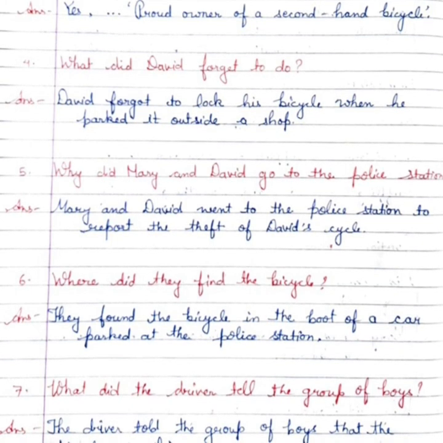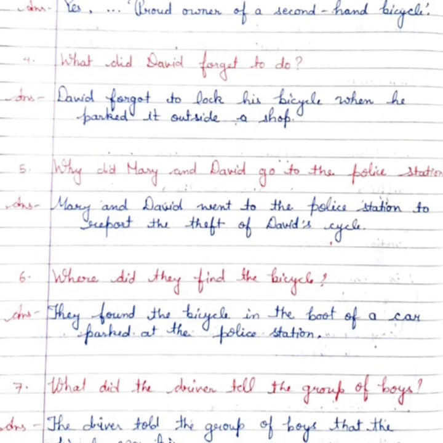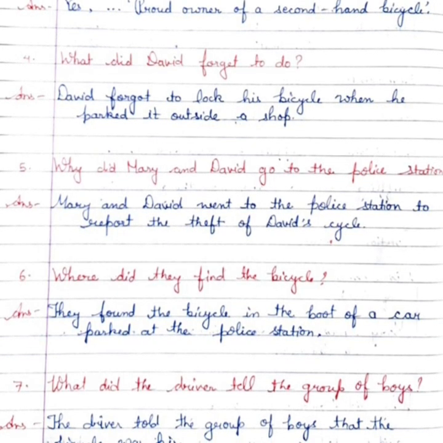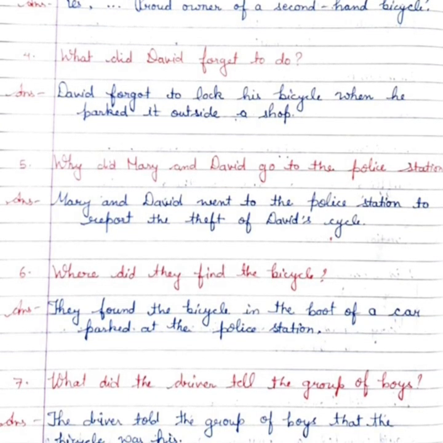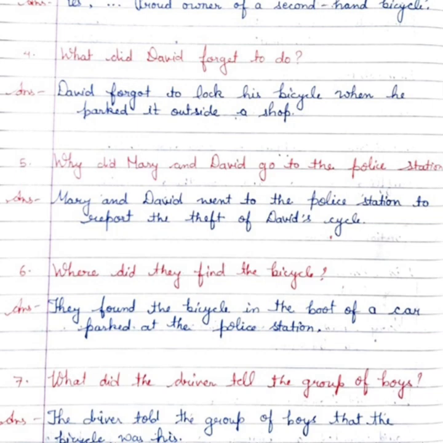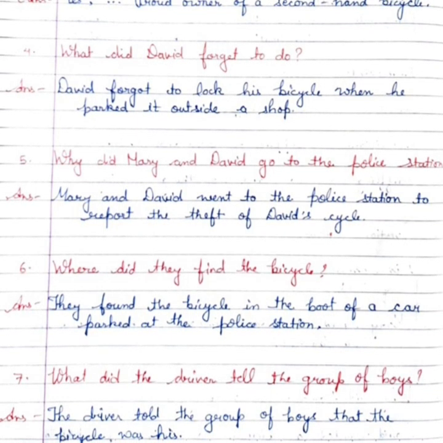नाउ लेट्स डू क्वेश्चन नंबर 7. व्हाट डिड द ड्राइवर टेल द ग्रुप ऑफ बॉयज? The driver told the group of boys that the bicycle was his. तो driver ने क्या कहा उन boys, group of boys से? कि वो जो bicycle है वो उसी की है. तो because of this they ran away.